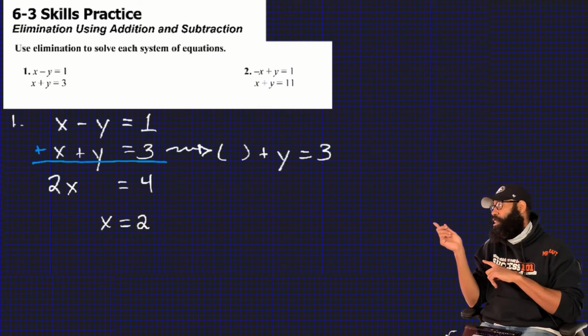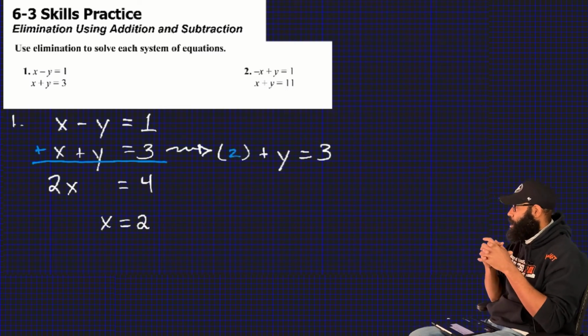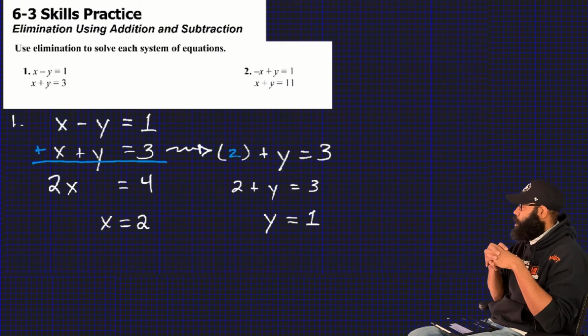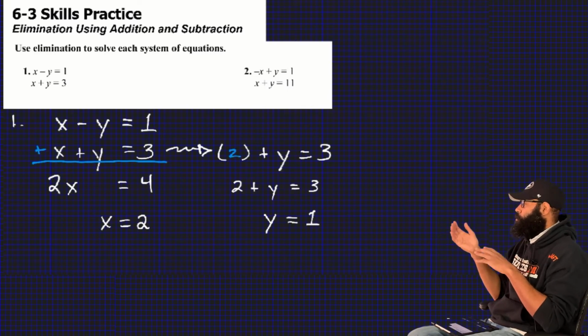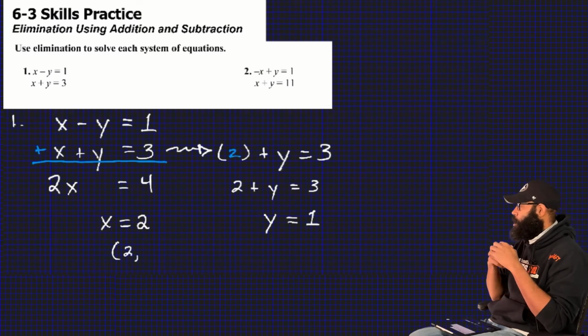And as quick as you can, what plus y is equal to 3? Well, 2 plus y is equal to 3. So therefore, y must be 1. And you got your coordinate point. We're gonna go ahead and write that as a finished coordinate and box a beautiful answer.